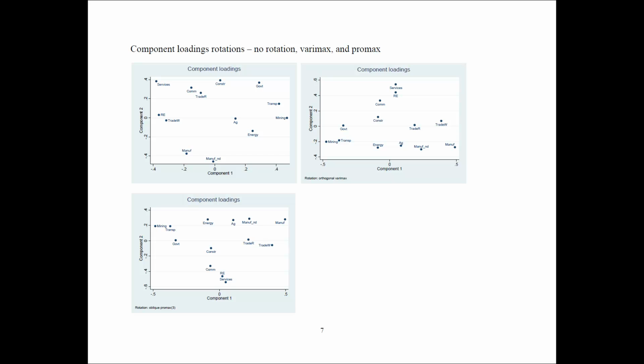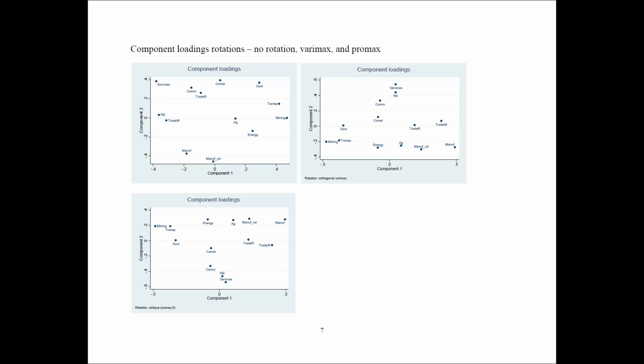Okay, so here are the component loadings rotations, and here on the horizontal one we have component 1 and component 2. Now if you also draw component 3, that will be a 3-dimensional graph, so it's harder to represent. So I'm going to only represent component 1 and component 2.